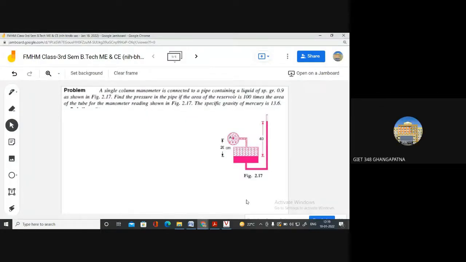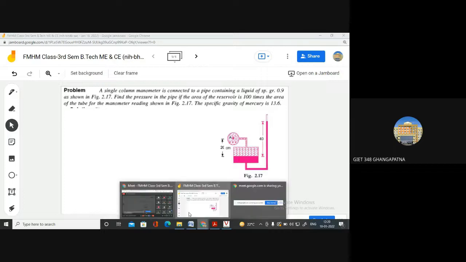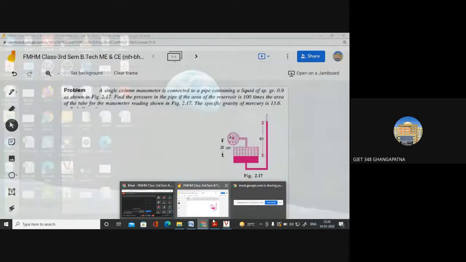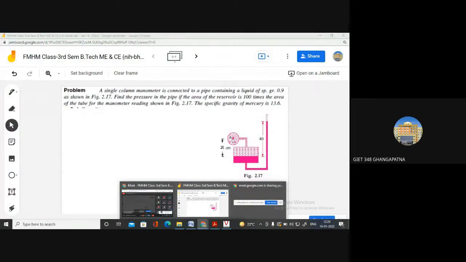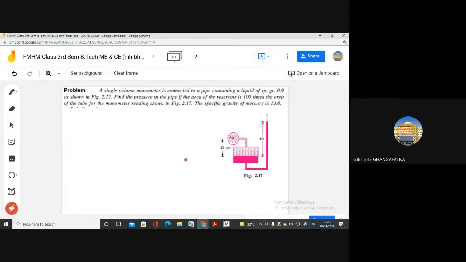So today let us do a problem on a single column manometer. Just note down the problem. The problem says that a single column manometer is connected to a pipe containing a liquid of specific gravity of... the liquid is given to you. Specific gravity of the liquid is 0.9, as shown in the figure. Clear? Now here you can see, I'm talking about this particular liquid.